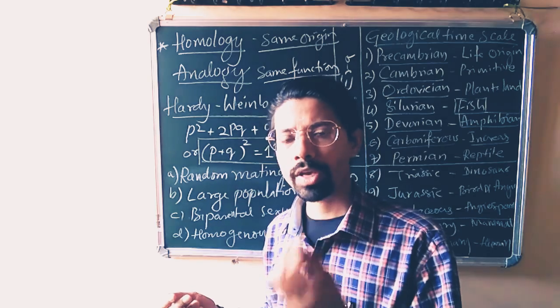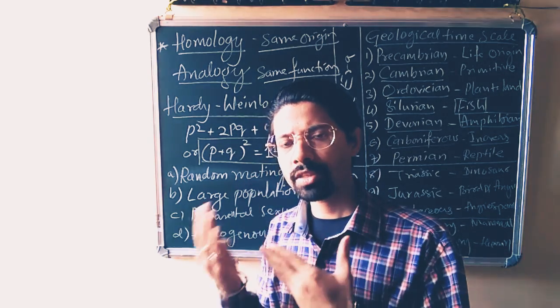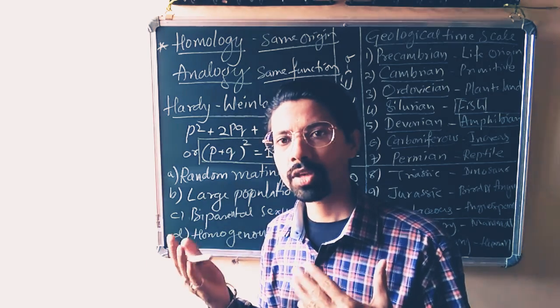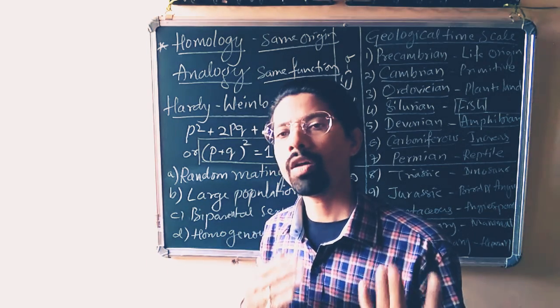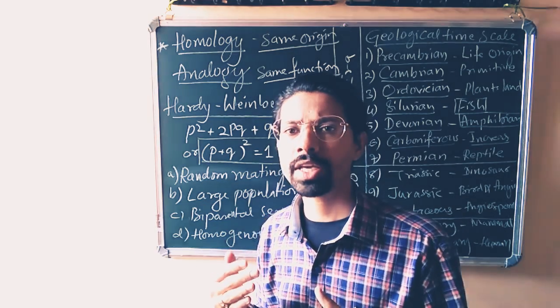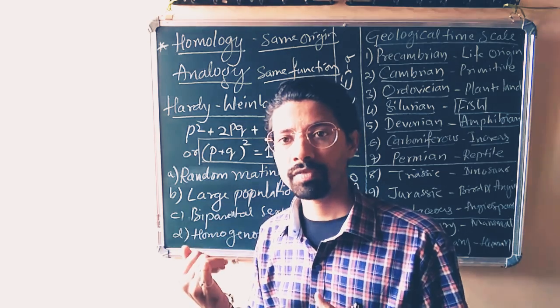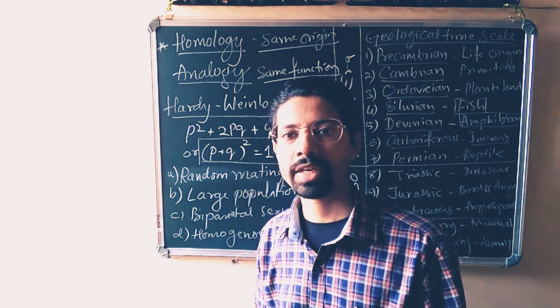For example, the wing of an insect, wing of a bird, wing of a bat. If you take the structure, they are different in structure but the same in function. All of them are modified for flying. You should not take examples only from animals. You can take examples of plants also, like leaf modifications and stem modifications.